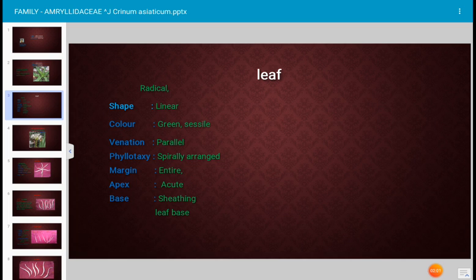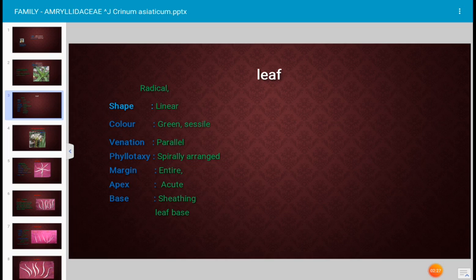How is the phyllotaxy? Phyllotaxy is the arrangement of the leaves. Leaves are spirally arranged on the stem. Stem is highly reduced. Okay. Margin of the leaf is entire. It is in continuation. And how is the apex of the leaf? The apex is acute, that is pointed.